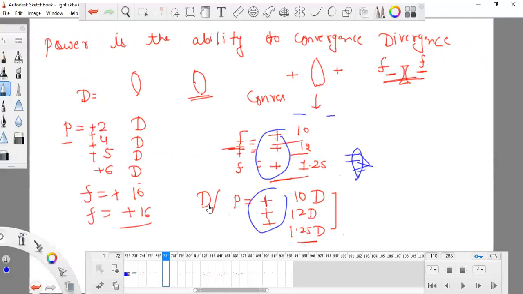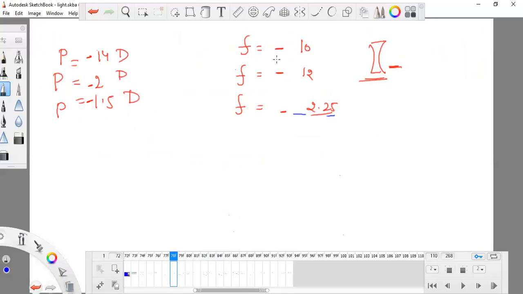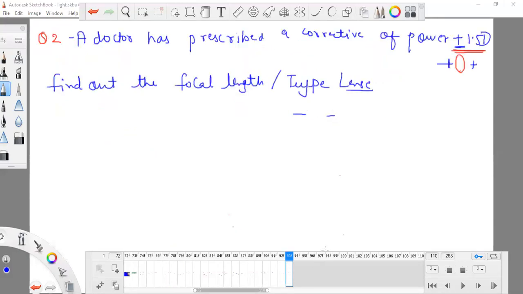Okay, and if the power or focal length is negative, then we are talking about this type of lens, because this is a non-fatty person. Okay, so definitely what type of lens? A converging lens. Okay, because it is positive.